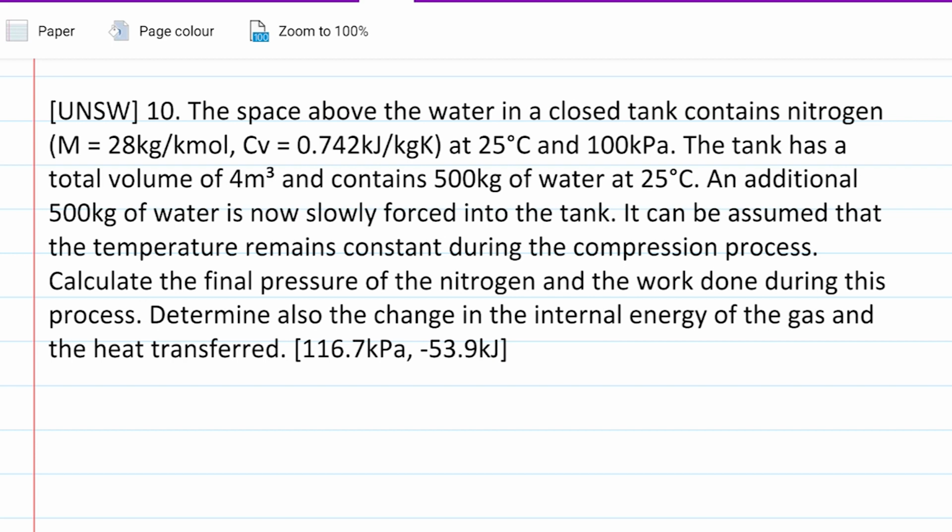The space above the water in a closed tank contains nitrogen at 25 degrees Celsius and 100 kilopascals. The tank has a total volume of 4 meters cubed and contains 500 kilograms of water at 25 degrees Celsius. An additional 500 kilograms of water is now slowly forced into the tank. It can be assumed that the temperature remains constant during the compression process. Calculate the final pressure of the nitrogen and the work done during this process. Determine also the change in internal energy of the gas and the heat transferred.